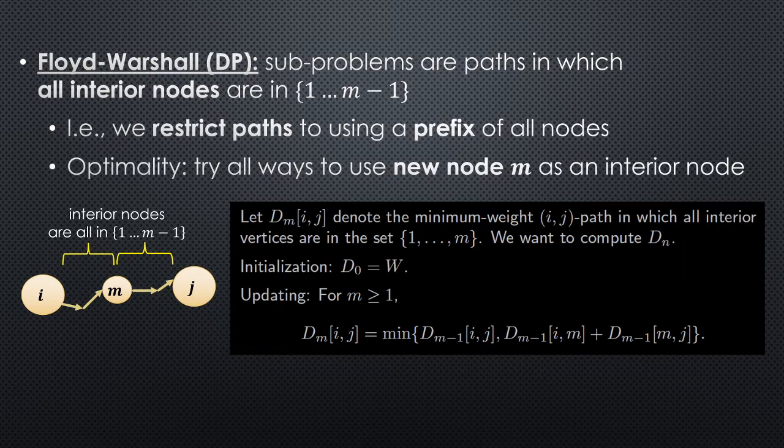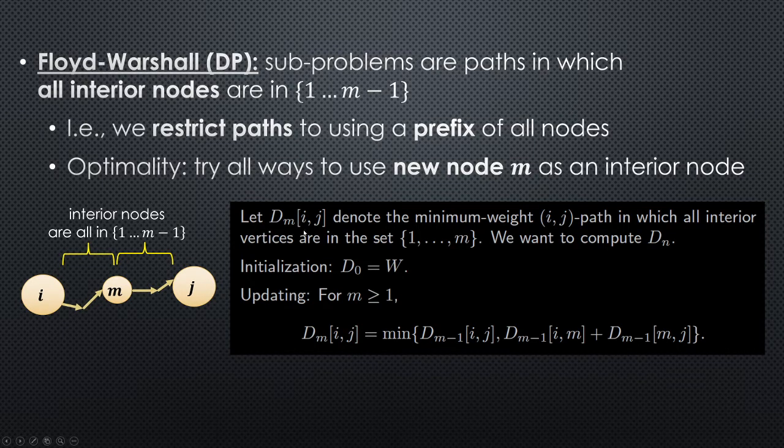So here's the formulation. Let d_m(i,j) denote the minimum weight i to j path in which all interior nodes are in the set 1 up to m. You're allowed to use any number of vertices in the set 1 to m as interior nodes. So you can use 0 of these, you can use 1 of these, you can use all of them as interior nodes on the shortest path from i to j. That's how we define d_m.